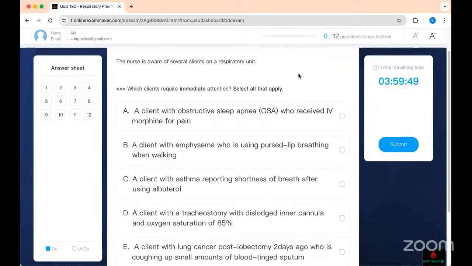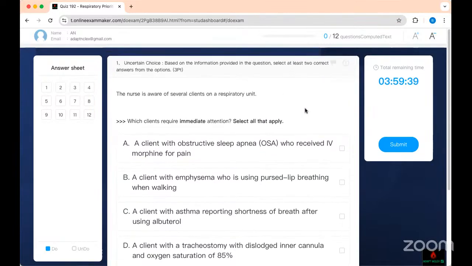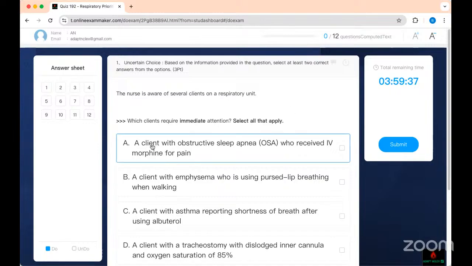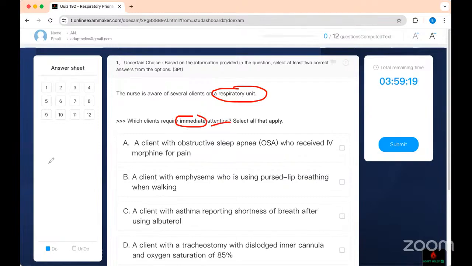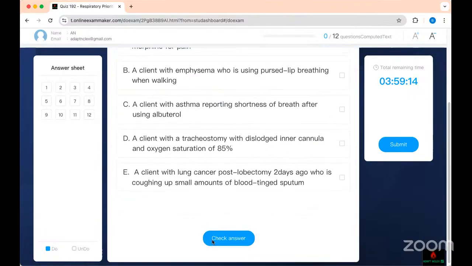Most of them, every respiratory question, is airway, so you have to intervene, right? But not every respiratory question, when they put it together in a prioritization form, should you pick as an answer. A typical example is this one. I give you six of them, and I will show you how they can try to trap you. This is a list of several clients on the respiratory unit. Which clients require immediate attention? Select all that apply. You don't have to pick everything. If you know the answer and you're 100% confident, you pick that one.